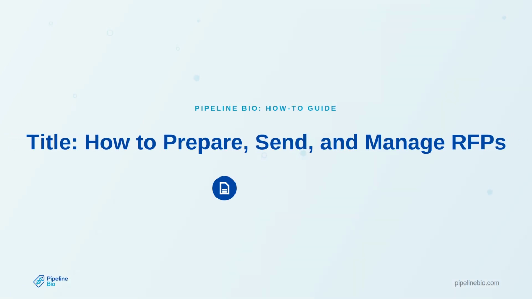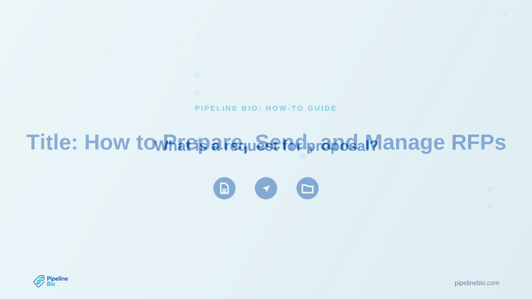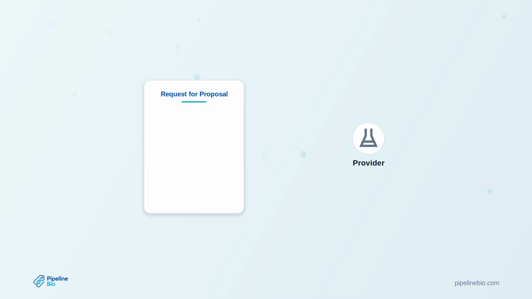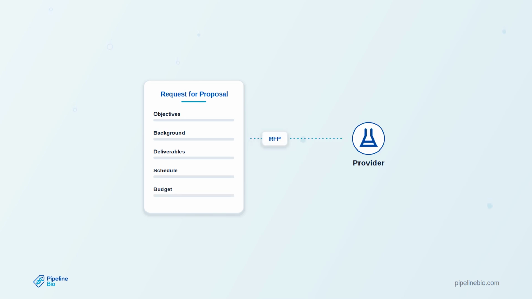This how-to guide will walk you through how to prepare, send, and manage requests for proposals on Pipeline Bio. A request for proposal, or RFP, is a structured document that sets out what you need from a provider in enough detail that they can respond with an accurate proposal and quote. It sets out your project scope, requirements, and expectations.